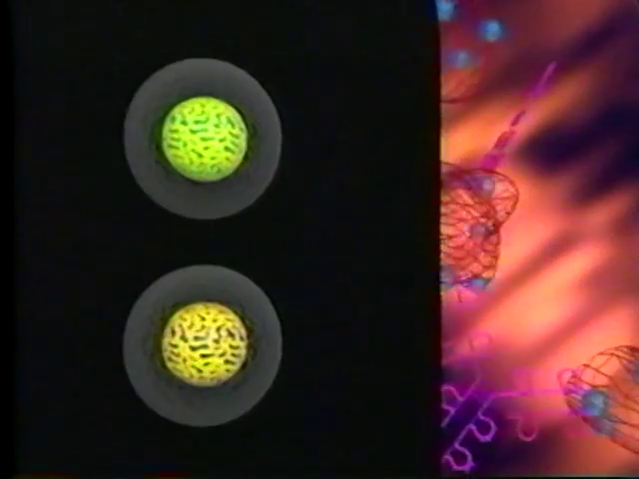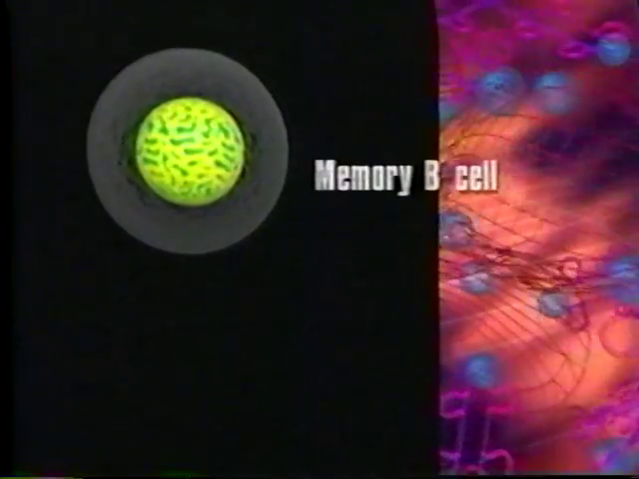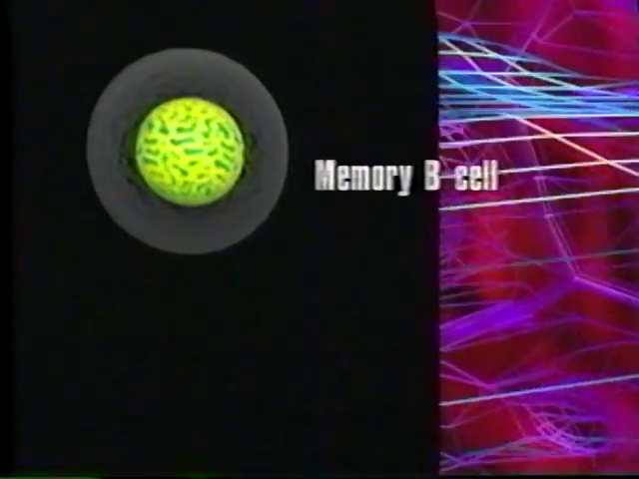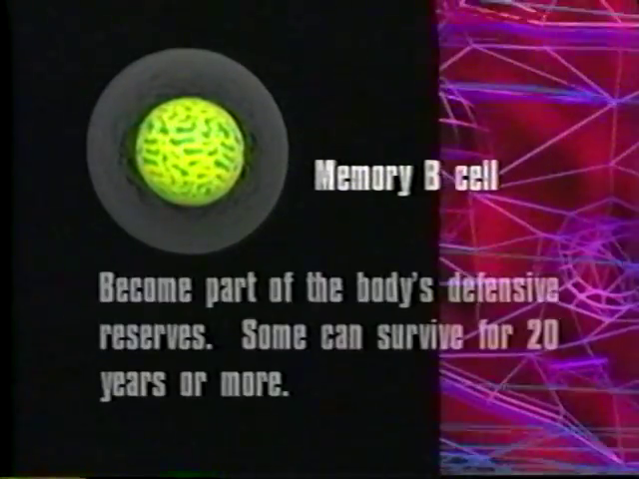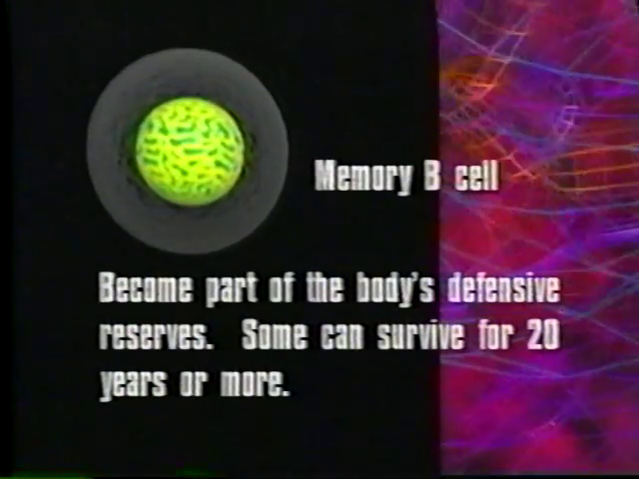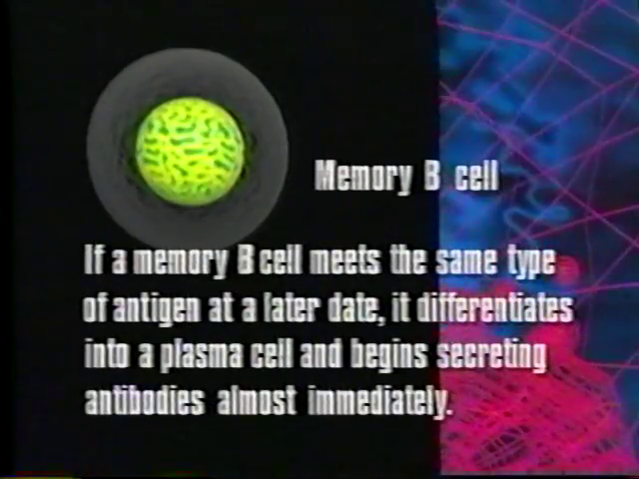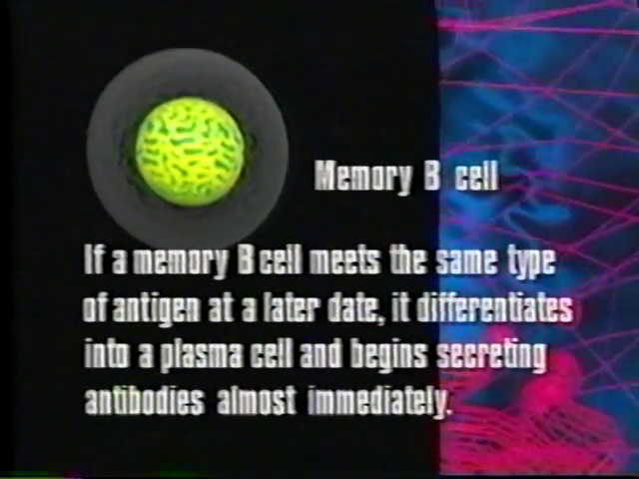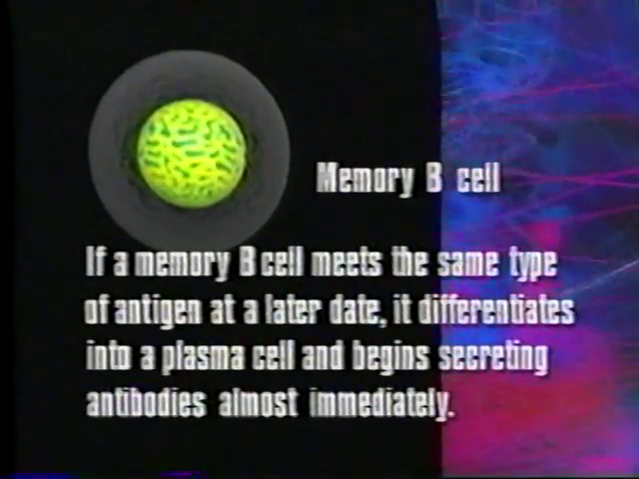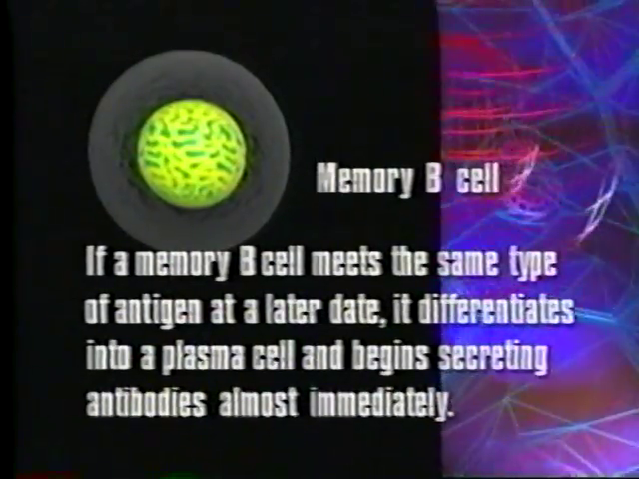Some of the daughter cells produced by divisions of activated B cells do not differentiate into plasma cells, but instead become memory B cells. Memory B cells become part of the body's defensive reserves. Some can survive for 20 years or more. If a memory B cell meets the same type of antigen at a later date, it differentiates into a plasma cell and begins secreting antibodies almost immediately.